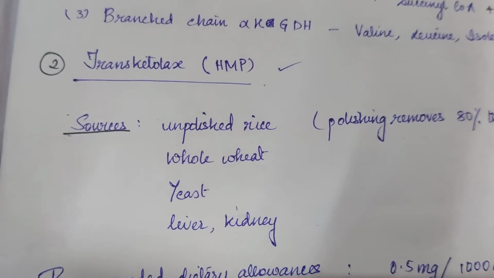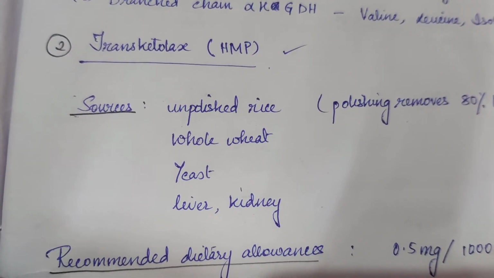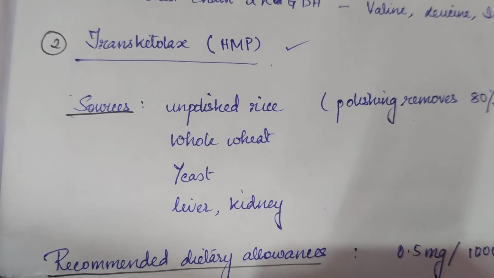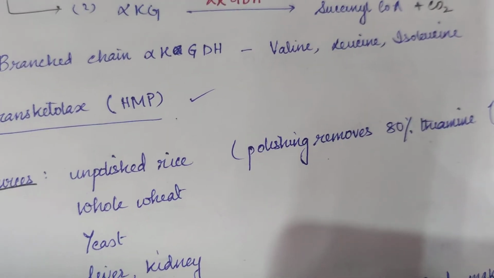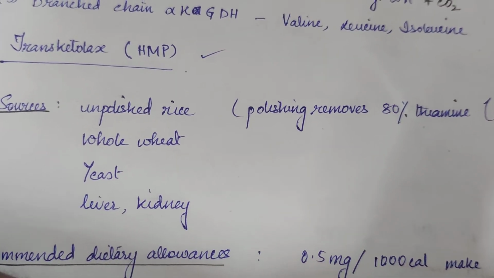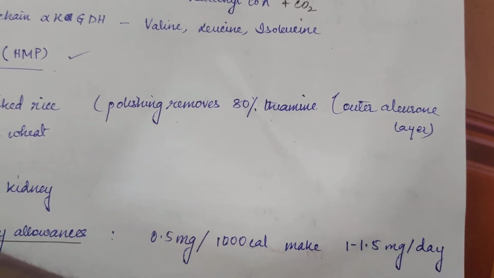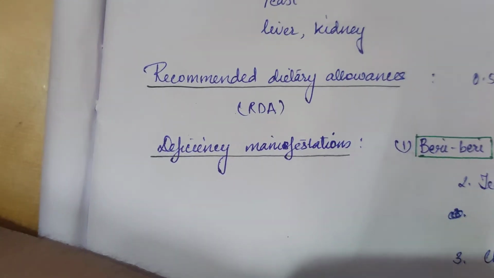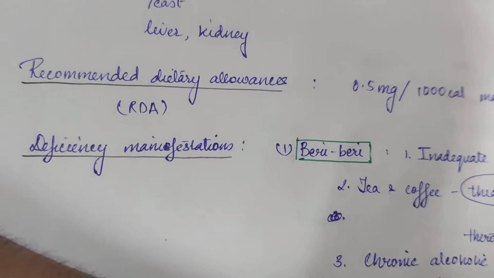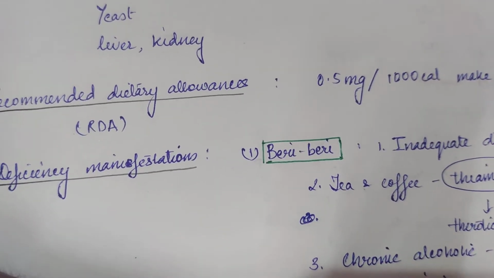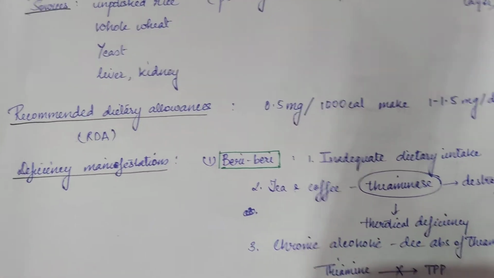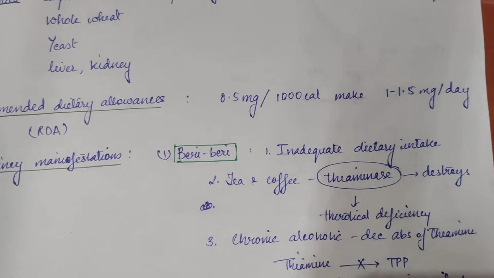Now, what are the sources? We have unpolished rice, whole grain or whole wheat, yeast, and for the non-vegetarian diet, liver and kidney. If we polish the rice, almost 80% of vitamin B1 is removed, because it is present in the outer aleurone layer of the rice. The recommended dietary allowance is 0.5 milligram per 1000 calories, which is almost 1 to 1.5 milligrams per day.